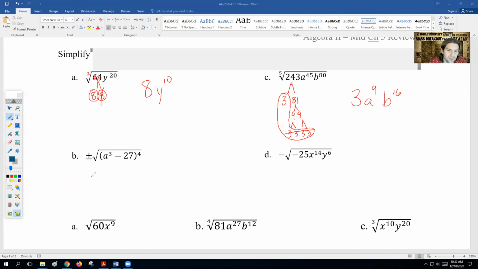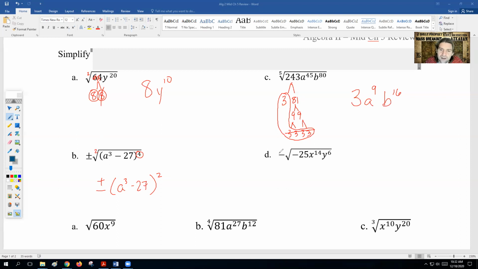When we have a plus or minus sign in the front, all we need to do is carry that down to our answer. And then if we have an expression, like a cubed minus 27, all we need to do is take the exponent and divide it by the index. 4 divided by 2 is 2. So it'd be plus or minus a cubed minus 27 squared. All right, not too bad.